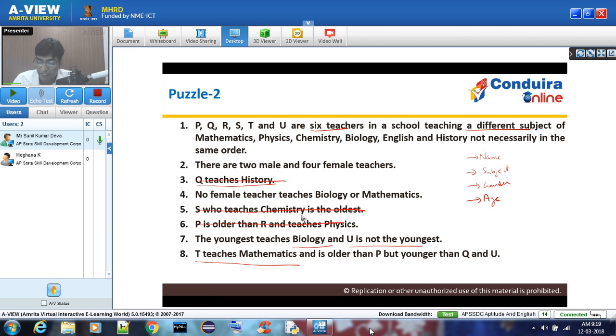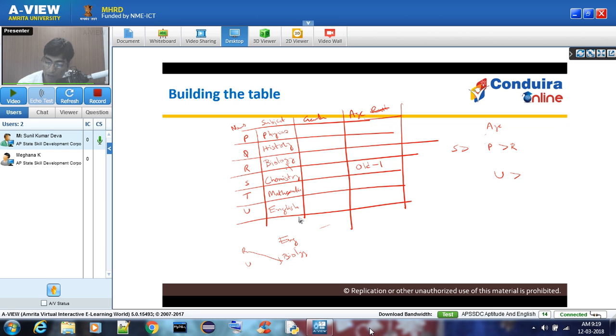There are 2 male teachers and 4 female teachers. No female teacher teaches biology and mathematics. So who teaches them? They need to be taught by the male teachers, biology and mathematics. So biology is being taught by a male teacher. Mathematics is also being taught by a male teacher. And there are only two male teachers. All the other teachers have to be female.